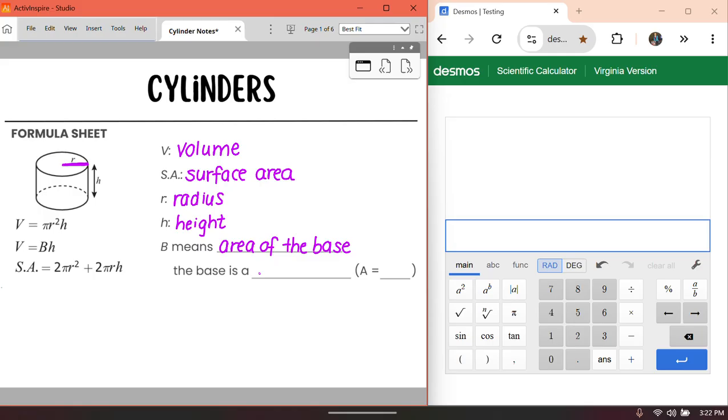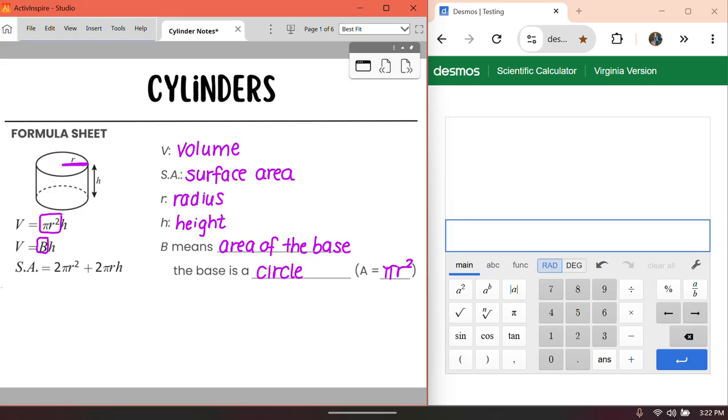The base of a cylinder is a circle, and the formula for the area of a circle is pi r squared. And if you look at these two volume formulas, basically they took out the pi r squared and just replaced it with a capital B. So it's calculating the same thing, it's just written a little bit differently.